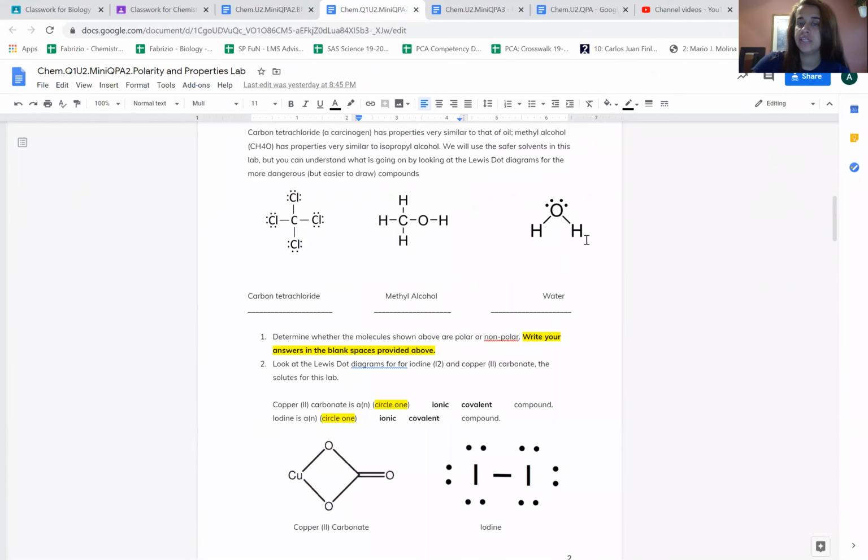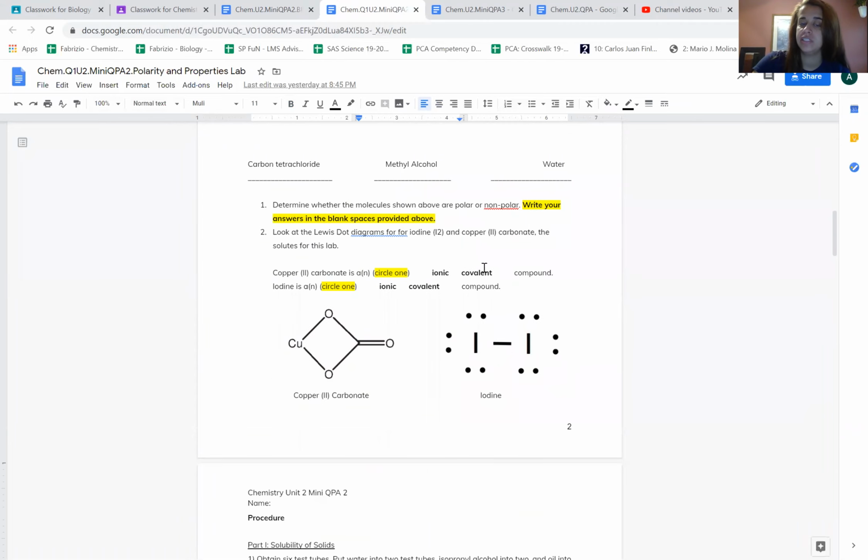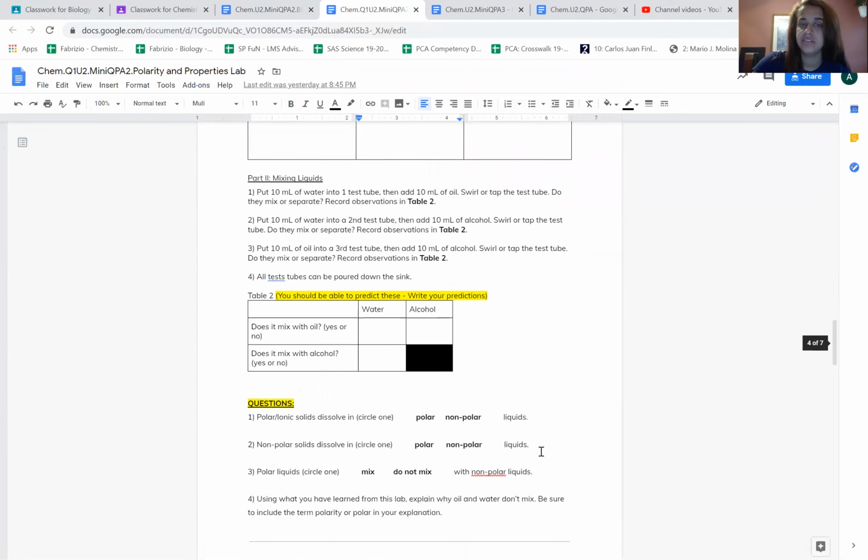So this is what water is. You tell me if it's polar versus nonpolar, alcohol if it's polar versus nonpolar. And yeah, you should be able to do that. And then also mixing liquids. So if we're mixing oil with water, you should be able to tell me if oil and water will mix, with alcohol, or if oil and alcohol mix with water, and if oil will mix with alcohol.